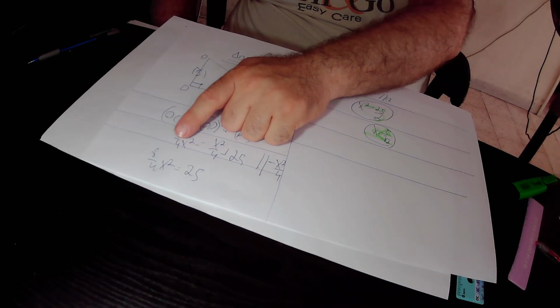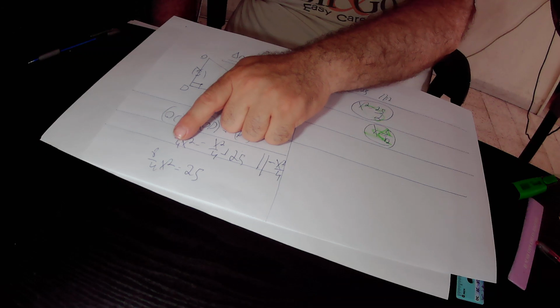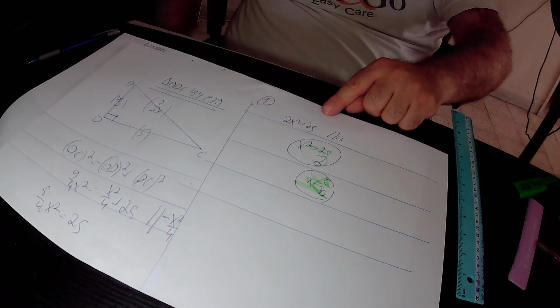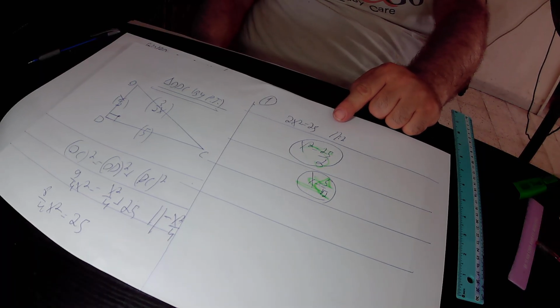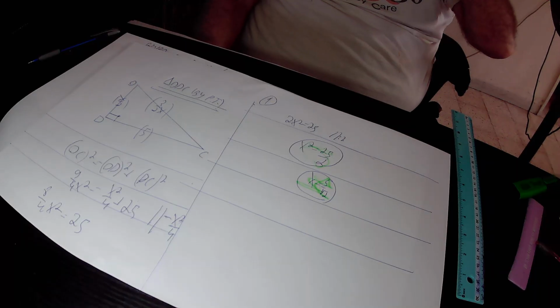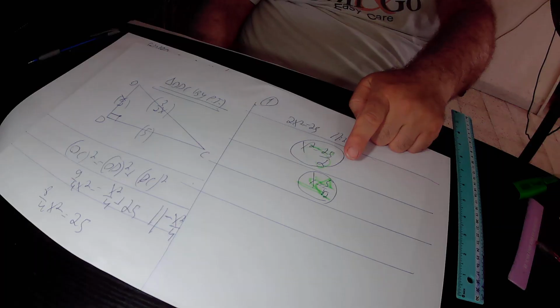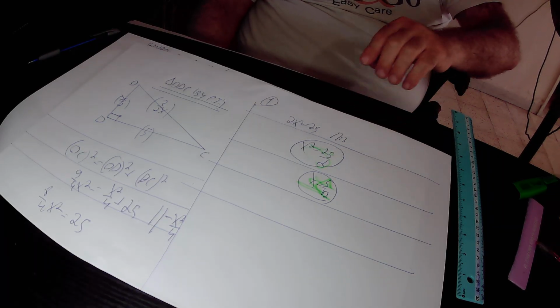So 8 over 4 is 2, so in total this expression equals 2x squared, and 2x squared equals 25. Here we divided this equation by 2 and finally found out that x squared equals 25 over 2. So here we took the root of this equation and found out that x equals the square root of 25, that is 5, over the square root of 2.